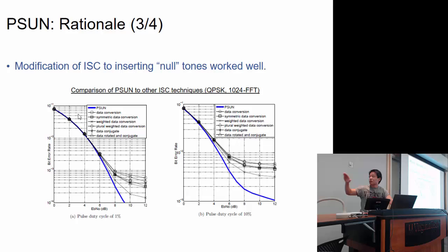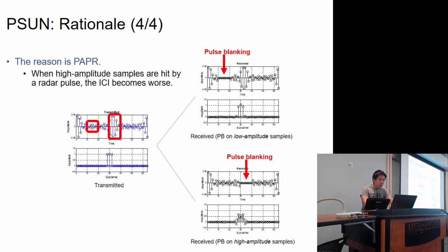So this is the very first simulation result according to different pulse duty cycles. And PSUN, my pre-coded subcarrier nulling technique, is shown to outperform the other types of ISC techniques. And the main reason is PAPR.